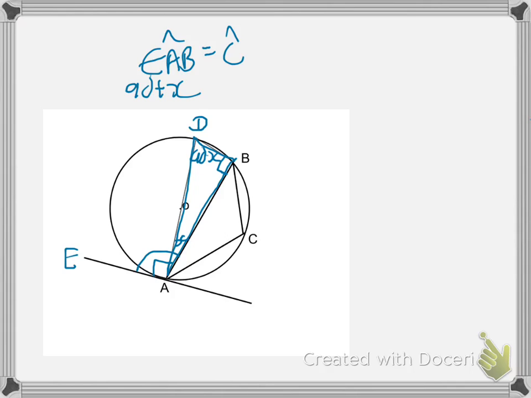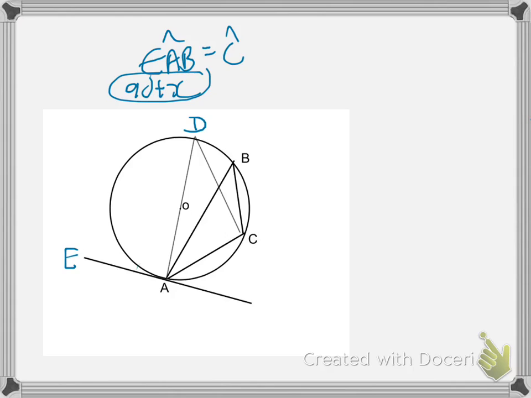Now, you have a cyclic quad. Let me just highlight that for you. Here's a cyclic quad. And what do we know about opposite angles of a cyclic quad? Well, the opposite angles of a cyclic quad are supplementary, which means angle C is 90 plus X. And notice that that's what we were trying to get. So both EAB and C are 90 plus X.